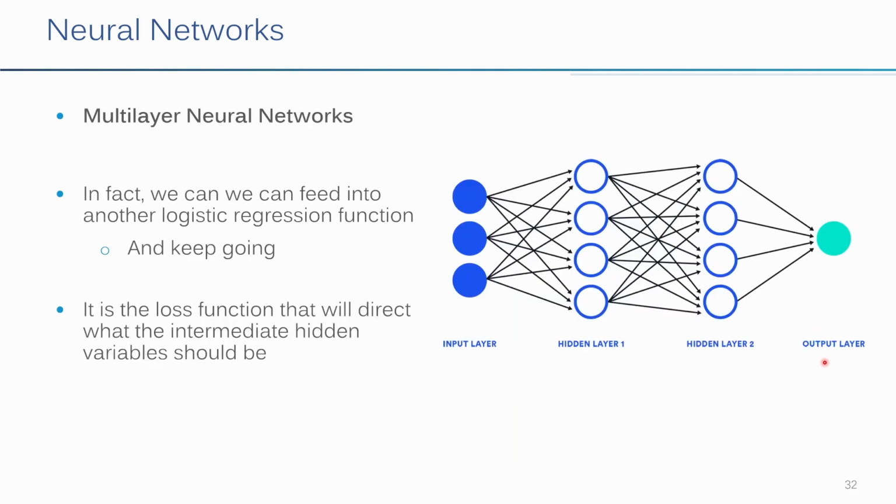And as we said before, in fact, we can feed this logistic regression into another logistic regression. And then we keep doing this into a hidden layer 1, 2, 3, 4, and so on, until we have enough hidden layers. This is what we call a multi-layer neural network. The thing is, with a higher number of hidden layers, probably different layers will be able to capture different aspects of your data.